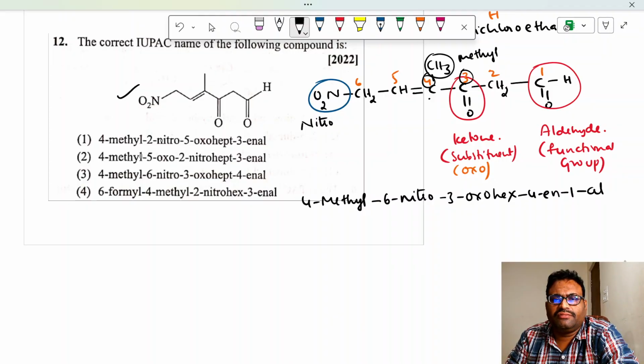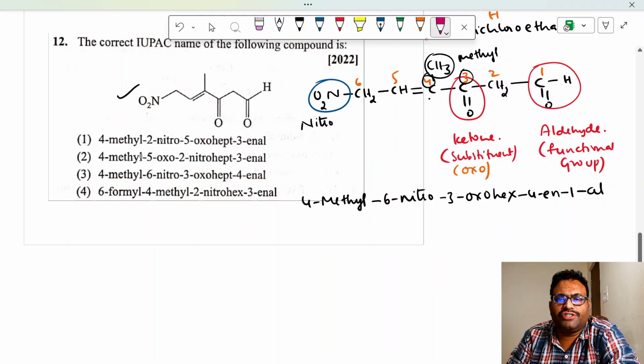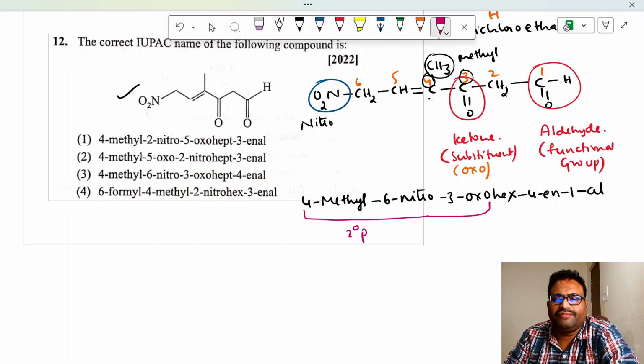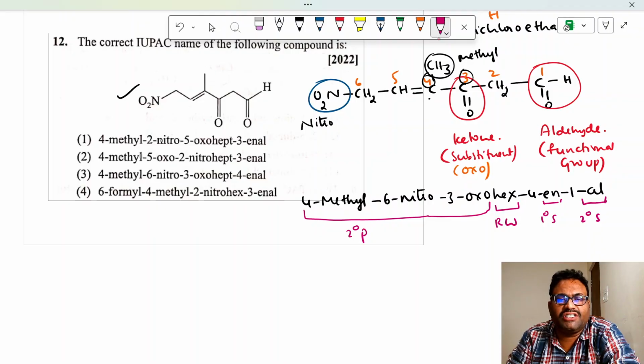Now you see, 4-methyl 6-nitro comes under what? Secondary prefix. 3-oxo also comes under secondary prefix. Hex comes under root word. Ene comes under primary suffix. Al comes under secondary suffix. What is missing? Primary prefix is missing because it is not a cyclic compound. It is a non-cyclic compound.